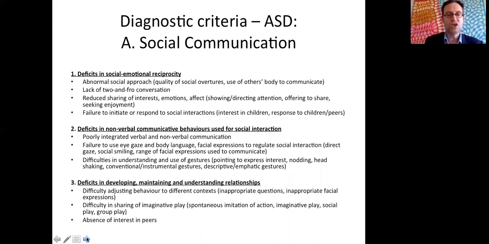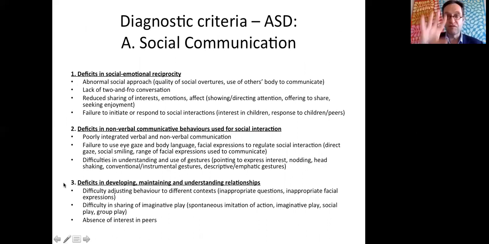We don't have time to go into lots of examples. And for those interested to learn more about autism, I'm going to suggest you can look at some of the references in the literature that I will give you at the end. But just a few examples in each of those three subdomains of that first circle that I've shown.